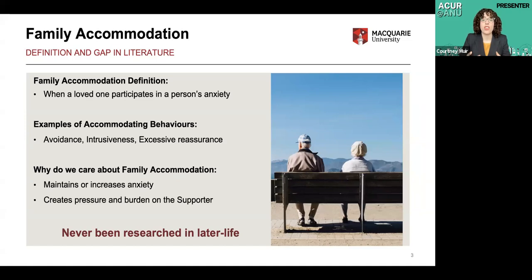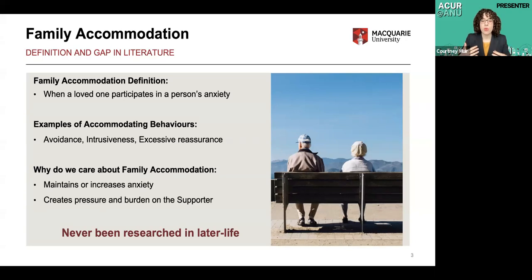Family accommodation is the ways in which a loved one participates in a person's anxiety. For example, if I was really scared of dogs and my partner always locked up a dog whenever I went to a friend's house, or made sure there was never a dog whenever I went to a park, even though my partner would be helping my anxiety in that moment, he's actually participating in family accommodation through avoidance. He's helping me avoid the things that make me anxious.